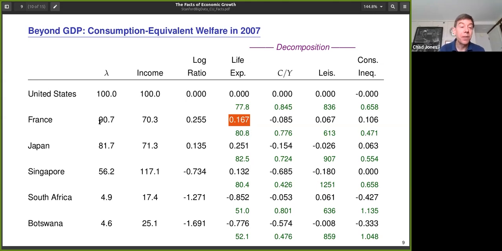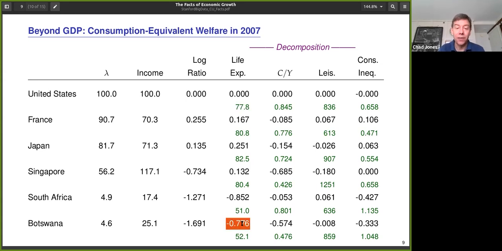When you add all those things up, France looks like 90% of the US rather than 70% of the US. Let me go down again in the interest of time. Let me pick a very poor country like Botswana, which doesn't look poor when you look at their GDP, 25% of the US, one of the richest countries in sub-Saharan Africa. But when you look, they have lower life expectancy, much lower because of AIDS in this period, 52 years versus 77 years. Remember, each year of life is worth about 5% of consumption.